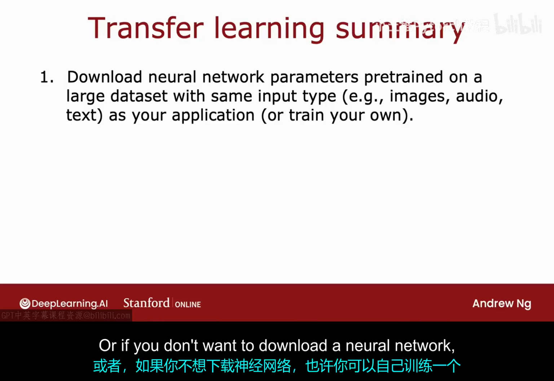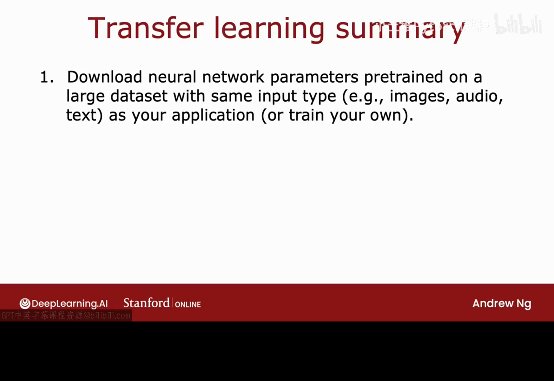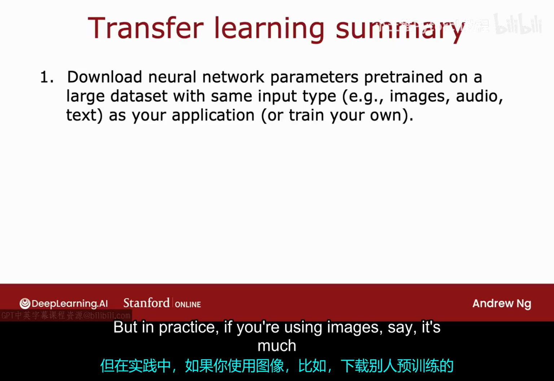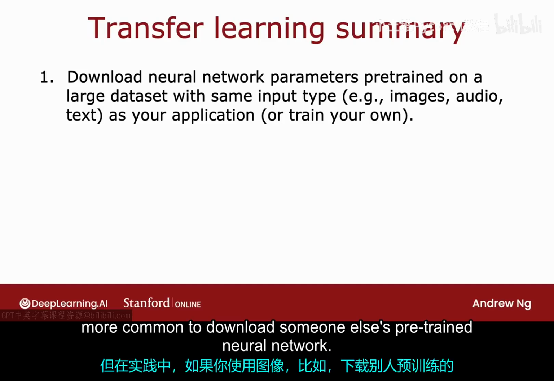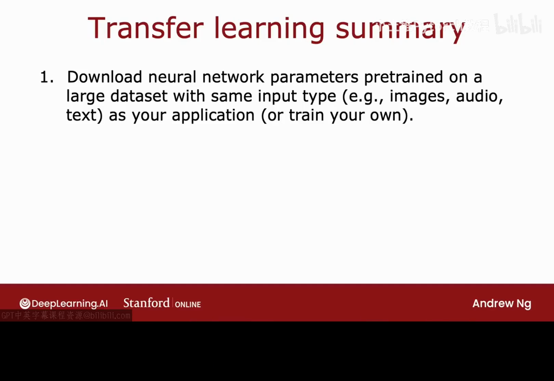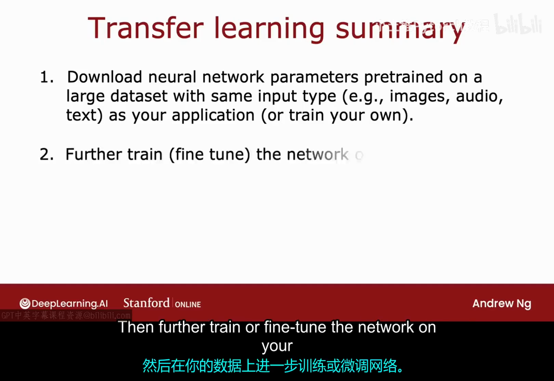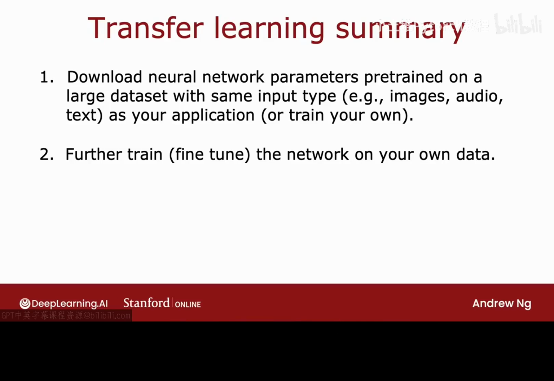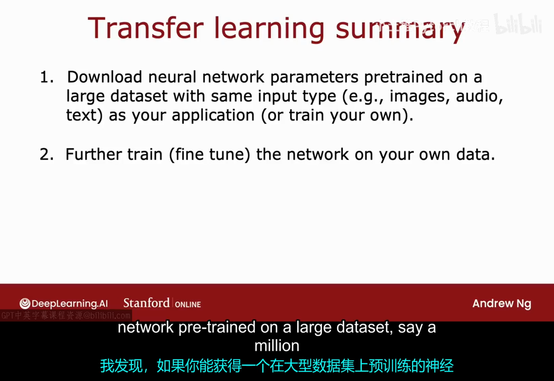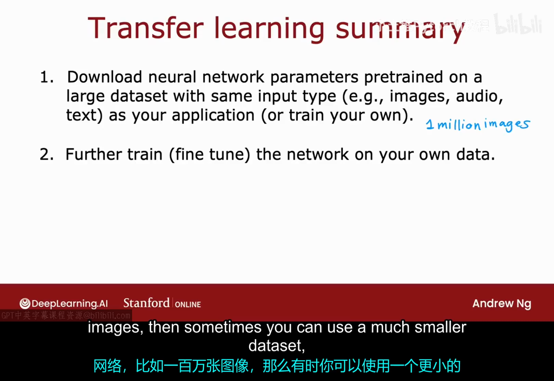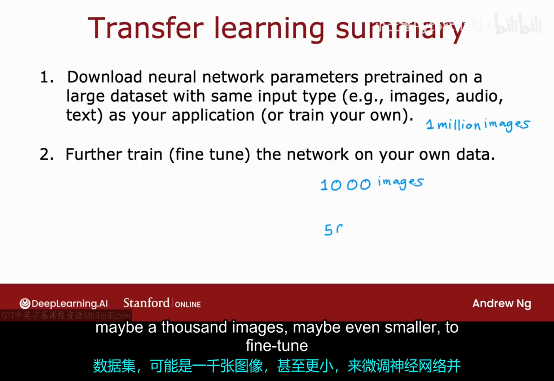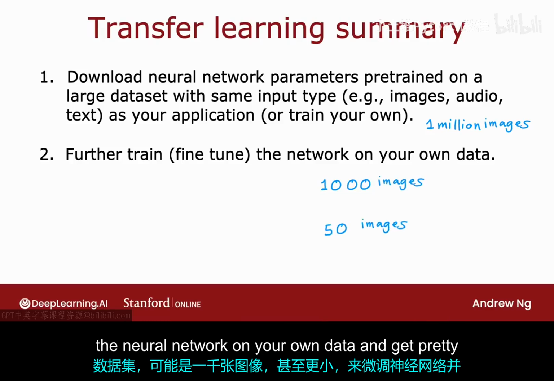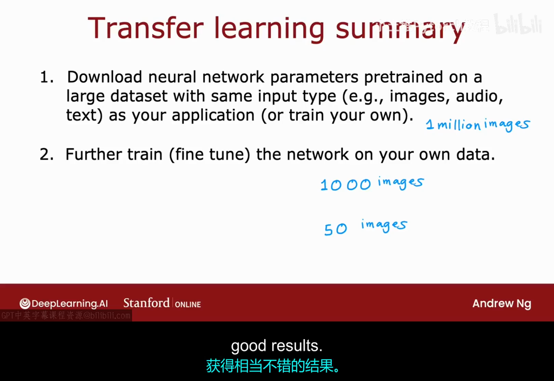Or if you don't want to download a neural network, maybe you can train your own. But in practice, if you're using images, say, it's much more common to download someone else's pre-trained neural network. Then further train or fine-tune the network on your own data. And I found that if you can get a neural network pre-trained on a large data set, say 1 million images, then sometimes you can use a much smaller data set, maybe 1,000 images, maybe even smaller, to fine-tune the neural network on your own data and get pretty good results.